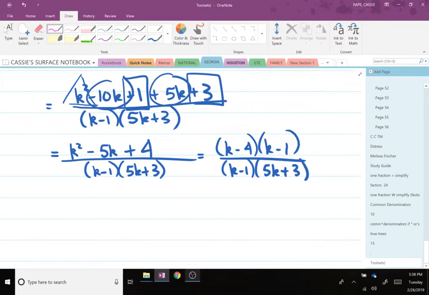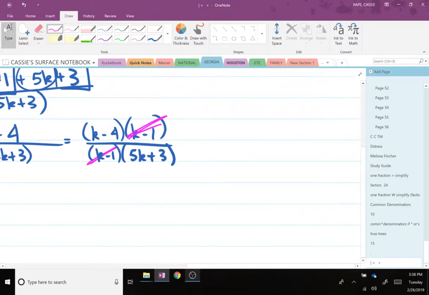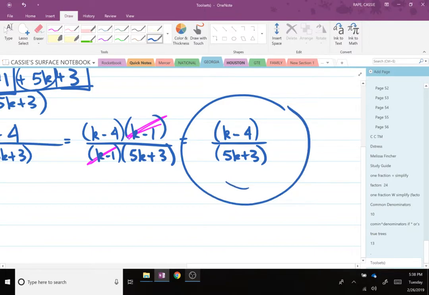Now it's slash and burn time. K minus 1 over k minus 1 simplifies. The other two just don't. Remember that with fractions, it's all or nothing, and that applies to simplifying binomials. So k minus 4 over 5k plus 3 is your solution. Put a big circle on it and a smiley.